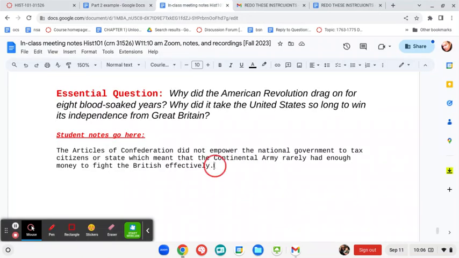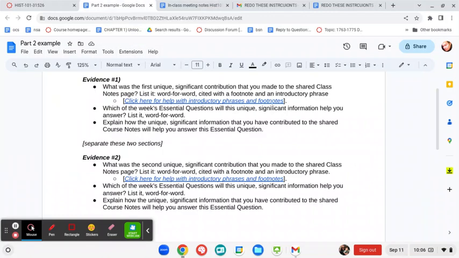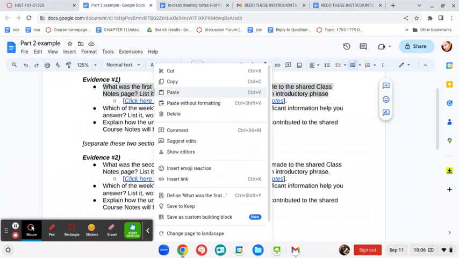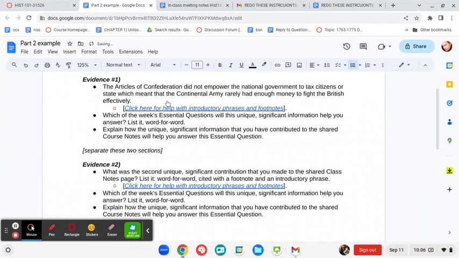One of the submissions you put on the course notes page from your notes, as an example, was information about difficulties the Americans experienced during the American Revolution. So there it is, word for word. This is what you actually added to part 1 of the assignment. Now remember, you want to put all cited quotes in quotation marks.